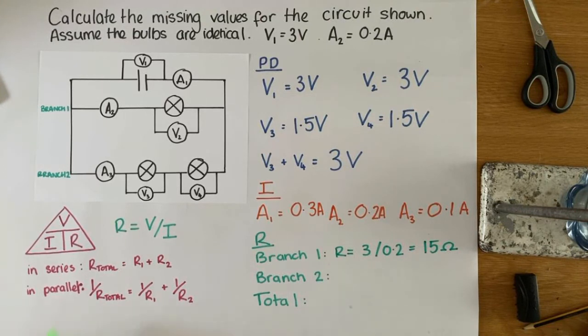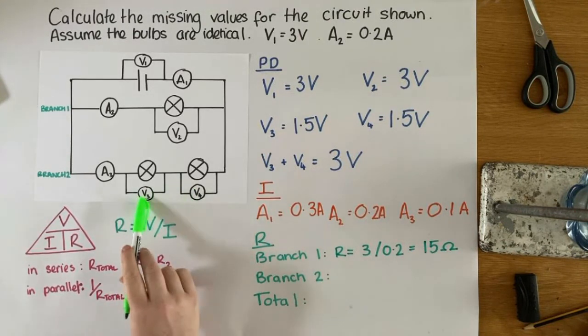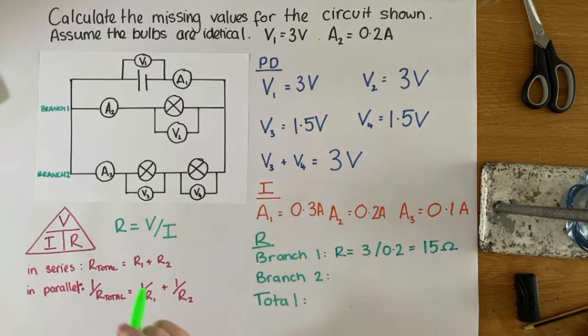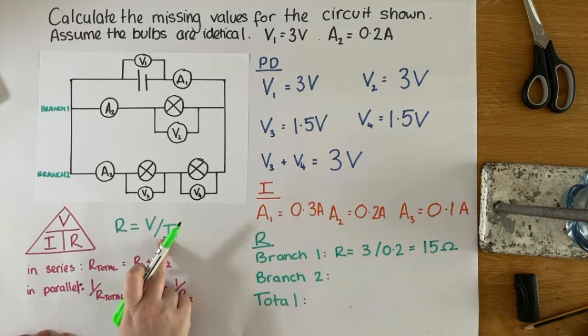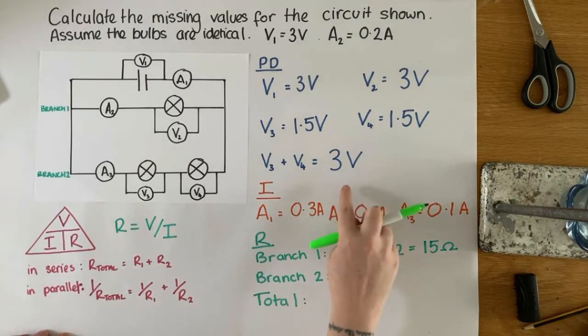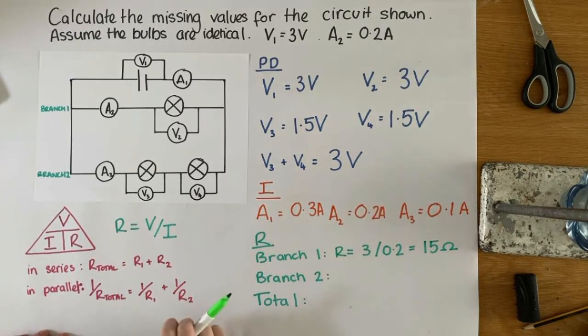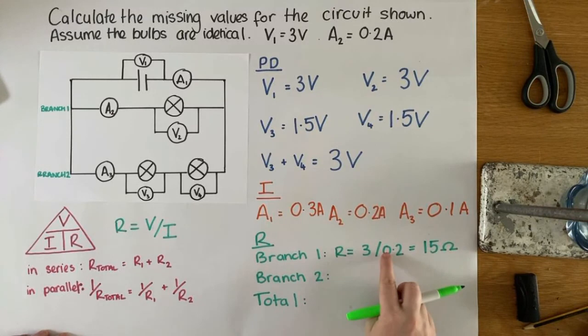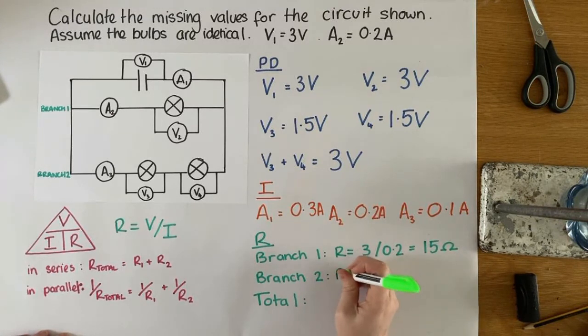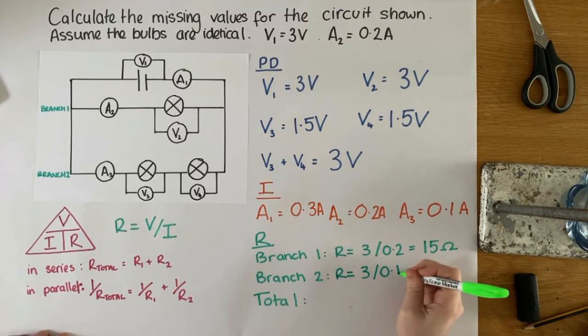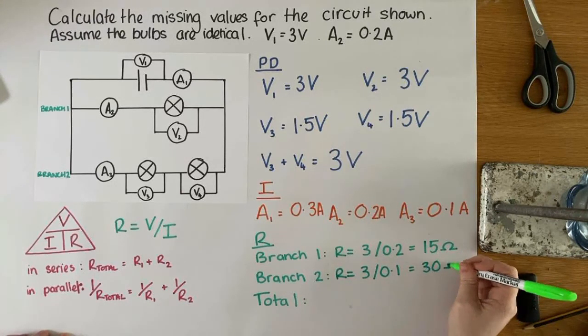Now on branch number 2, I have 2 separate bulbs. Now there are 2 ways I could think about this, and they're both going to give us the same answer. So I'm going to write out one and then talk you through the second. So we can plug our numbers into this calculation. We know that the total voltage across branch number 2 is 3 volts, and we know that the current flowing through branch number 2 is 0.1 amps. So we could again plug our numbers into this calculation, and this time we will be doing 3 divided by 0.1, which would equal 30 ohms.